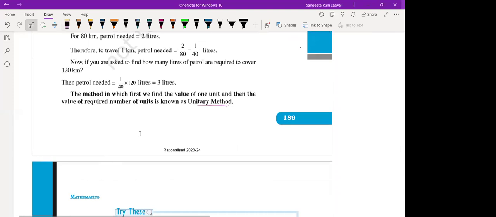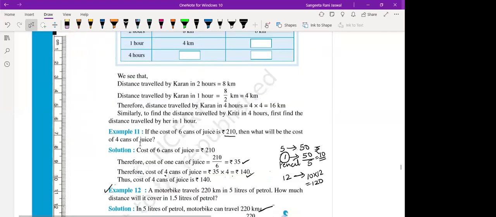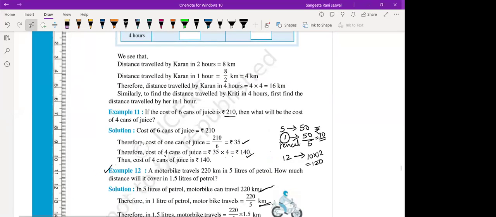The method in which first we find the value of 1 unit and then the value of the required number of units. So first we find the value of 1 unit and then as many as we need. This method is the unitary method. Let's see some examples here.